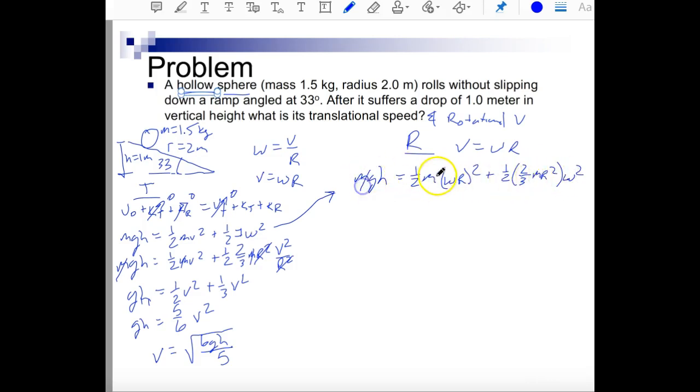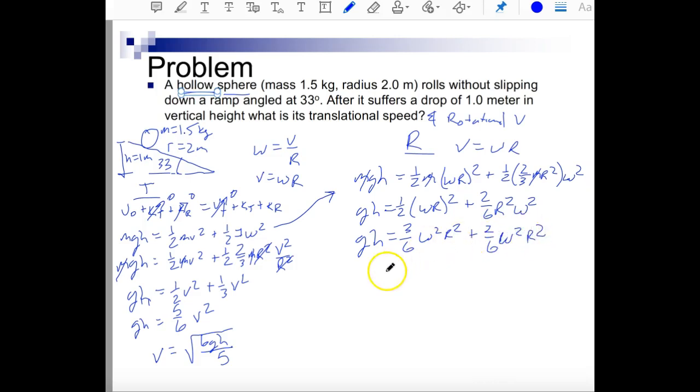Masses will cross off all the way across, and so we're left with gh is equal to 1/2 of omega r squared, that quantity squared, plus 2 times 1 is 2, 3 times 2 is 6, so that would be 2/6 r squared times omega squared. So obviously we can add these two together now, and so we have gh is equal to, common denominator is going to be 6, so this will be 3/6 omega squared r squared plus 2/6 omega squared r squared, and so we're going to end up with gh is equal to 5 over 6 omega squared r squared.